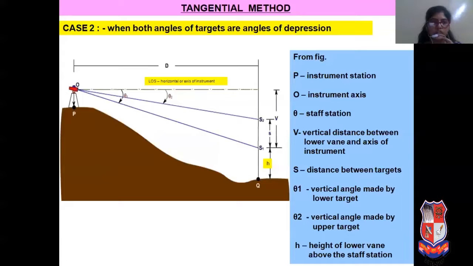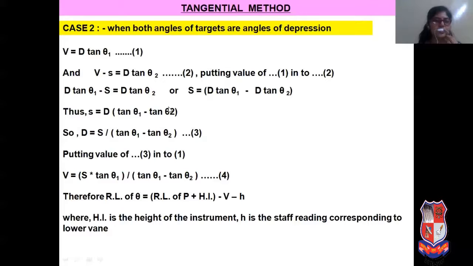So case number 2, when both, as we discussed in this video previously, we have theta 1 and theta 2. So let's see first the theta 1. From this triangle, what can we write? As we discussed previously in this video, we have to see the tan rule in theta 1 and theta 2 triangles. So let's take the first theta 1 triangle. We can write that V is equal to d tan theta 1, and for theta 2 we write V minus S is equal to d tan theta 2.